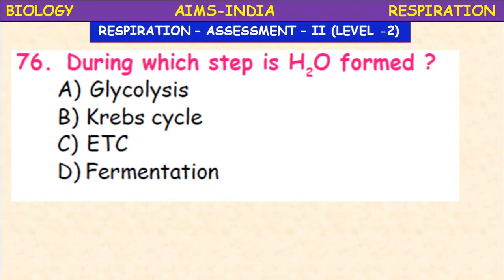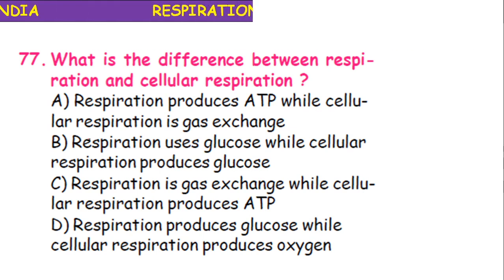During which step is water formed? Glycolysis, Krebs cycle, ETC and fermentation. See, this is also the electron transport chain. Finally, oxygen is added to these products of the Krebs cycle, that is NADH and FADH2, to produce water. That is the electron transport chain.